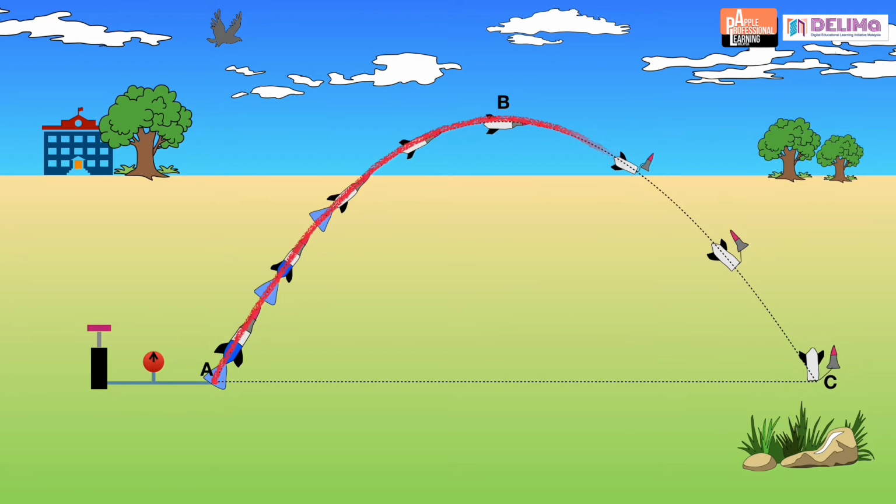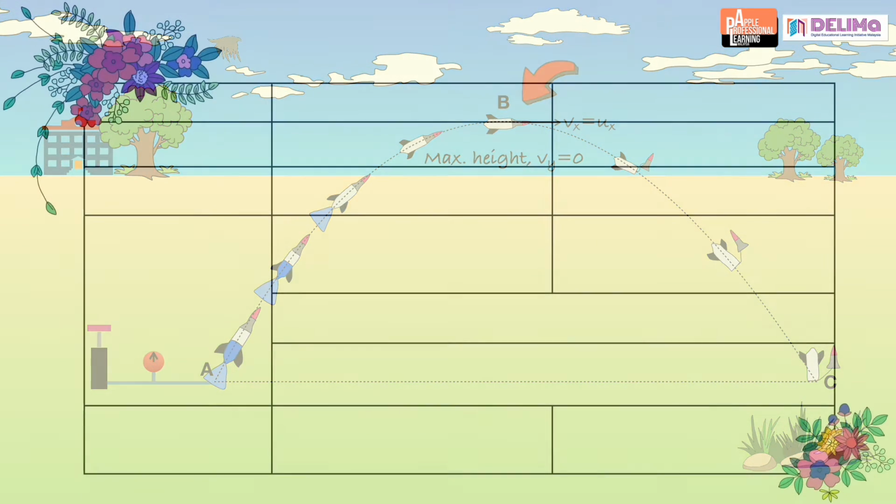Now let us see the point A to C. The vertical displacement Sy will be equal to 0. At the maximum height, the velocity of the y component Vy is equal to 0. But the velocity of the x component Vx is equal to the initial velocity of the x component Ux.